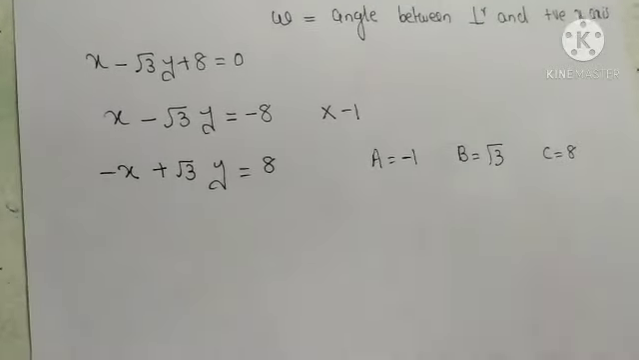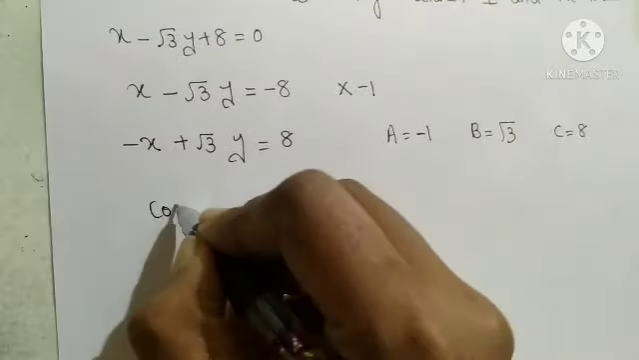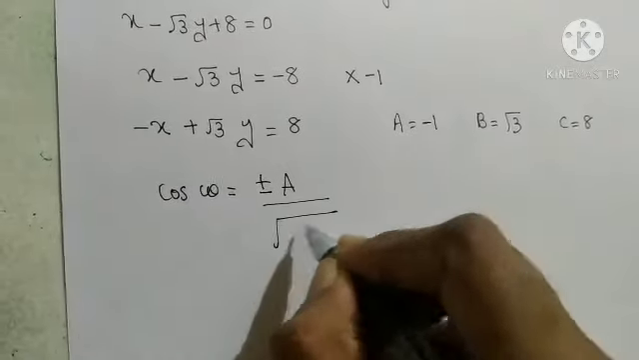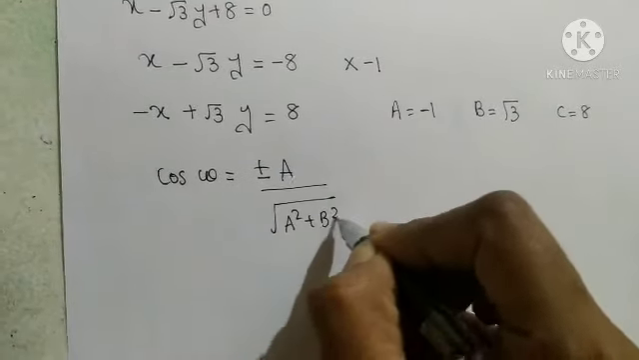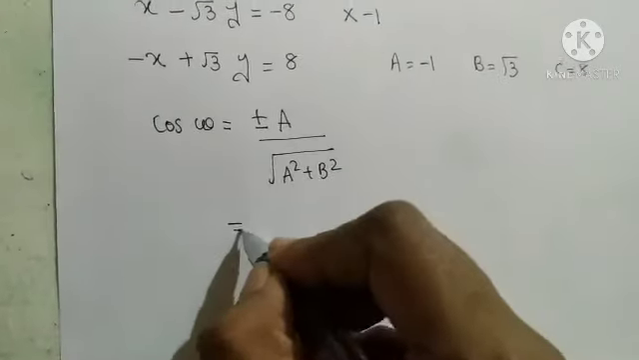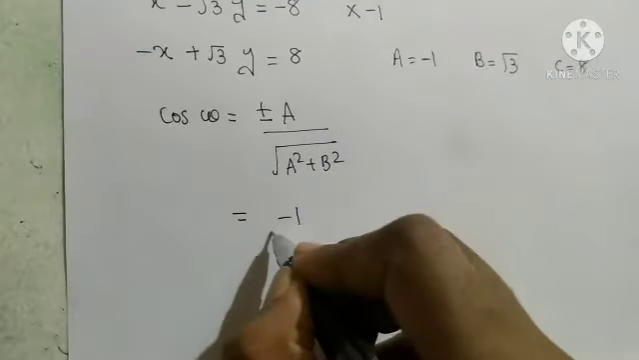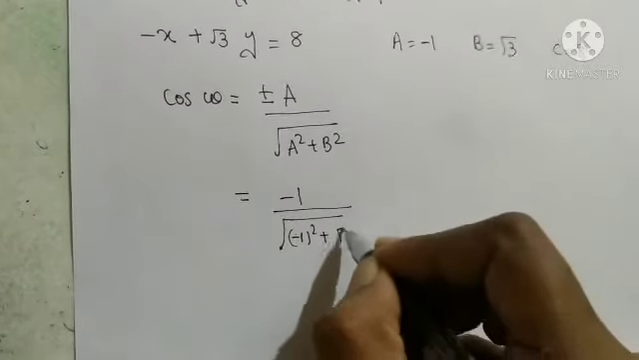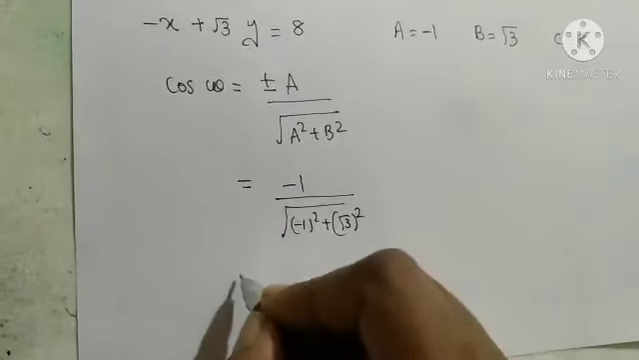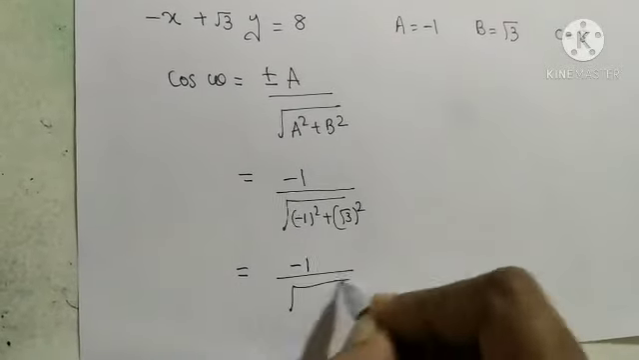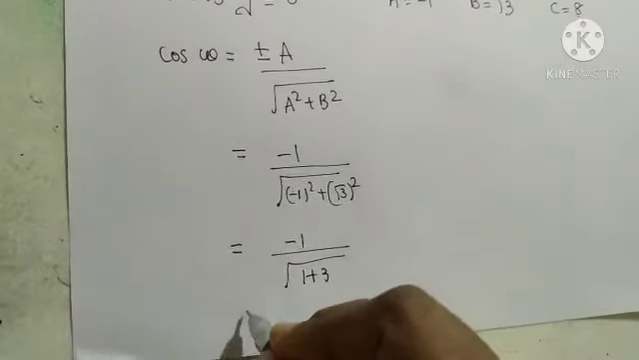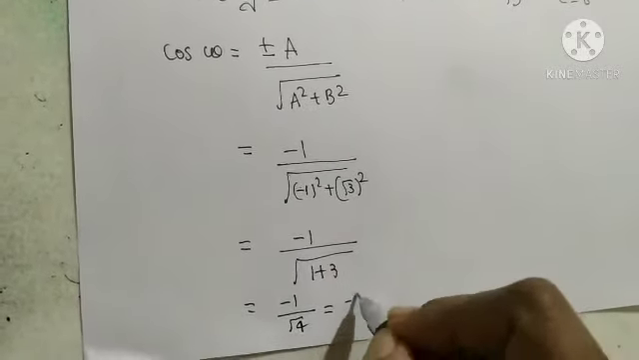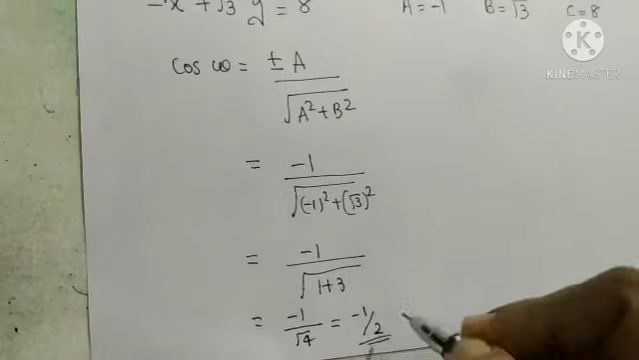Next I am going to find out cos omega, and we know that cos omega is equal to plus or minus a divided by root of a square plus b square. Substituting the values, a is minus 1 divided by root of minus 1 whole square plus b value root 3 square, and it will equal minus 1 divided by root of 1 plus 3. Root 3 square is 3. So in the denominator it will become root 4, and finally we get minus 1 by 2 as the value of cos omega.